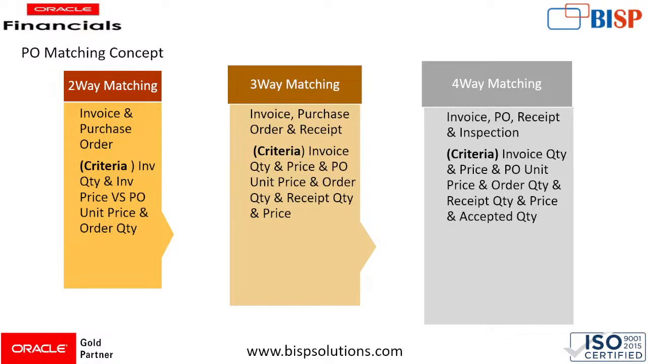In the three-way matching, you got invoice, purchase order and the receipt, right? The criteria is in invoice we check the quantity and the price, in the purchase order we check unit price and order quantity, and in the receipt we check the quantity and the price also. So that is invoice with purchase order and the receipt of the material, right? When you receive the material, on the basis of receipt, you enter the invoice. So that is the three-way matching concept.